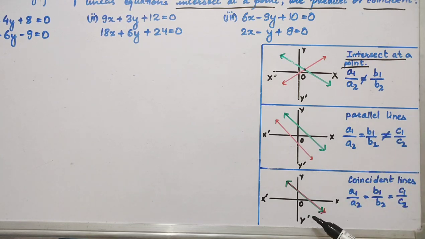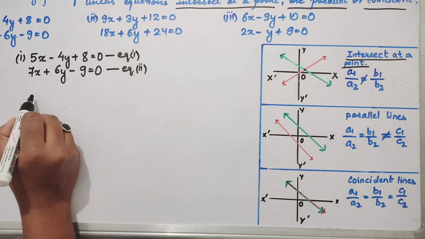The third condition over here is coincident lines. If the coefficients a1 by a2, b1 by b2 and c1 by c2, all of them are equal, in that case the lines coincide with each other, or we can say both the lines are same. There are infinitely many solutions. As we can see over here, all the points that I draw on this line are common to both the lines. Hence the coincident lines have infinitely many solutions, and these are the conditions which we have to check in this question.